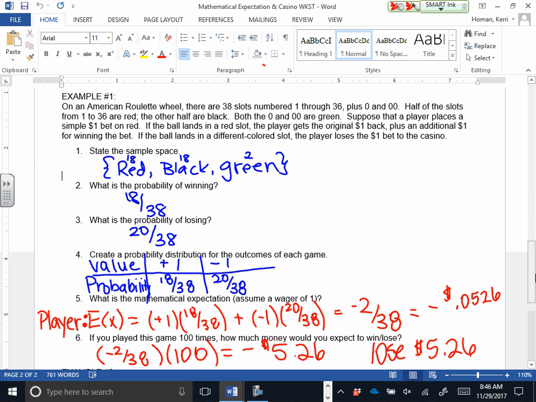A 5 cent loss each time I play, that's not really big, right? That might be appealing to a player, but that might not be appealing as a dealer. See what I mean there? We're going to see that you might as well make it pay $100 per spin.